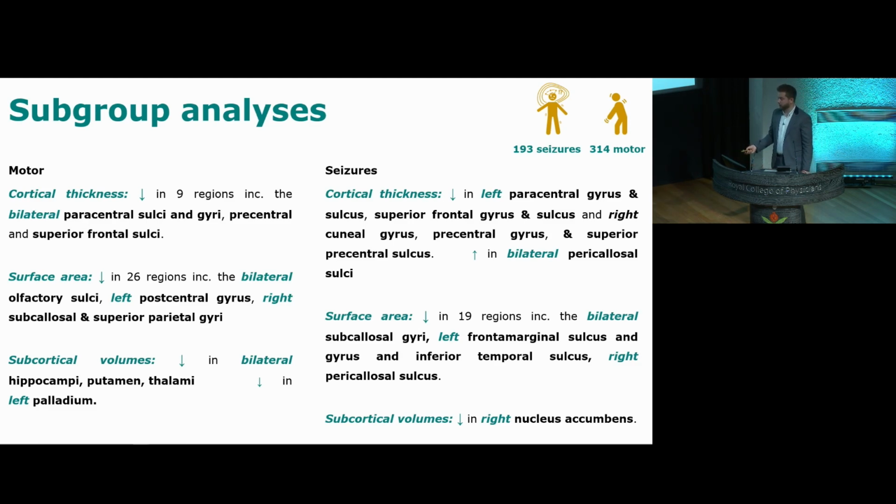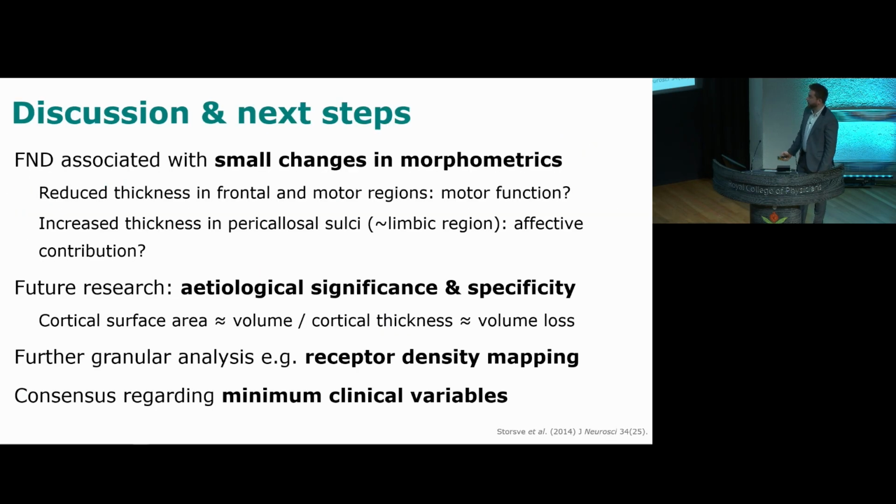But particularly the subcortical volumes seem to be significantly different in the motor group, which they weren't really in the seizure group. And I think the particular standout for the seizure group is it was those patients that were driving the increases in the bilateral pericallosal thickness, so suggesting there may be differences in the etiology there, potentially.